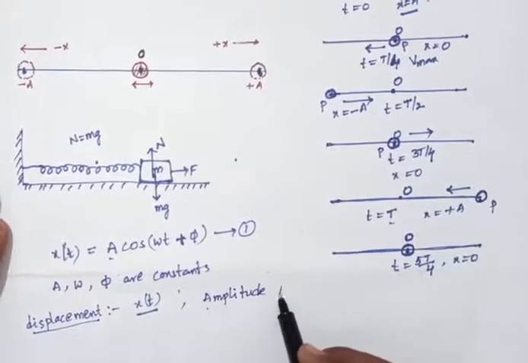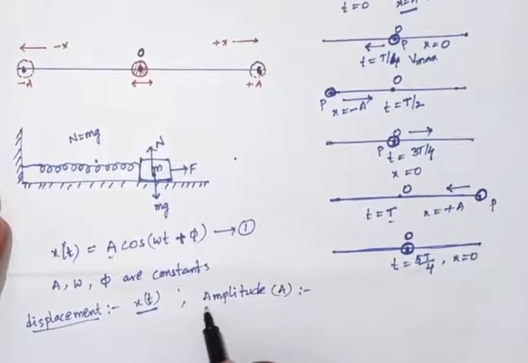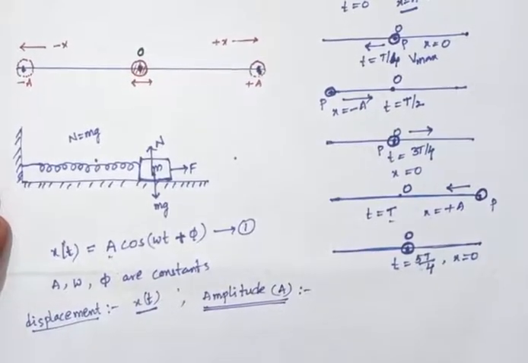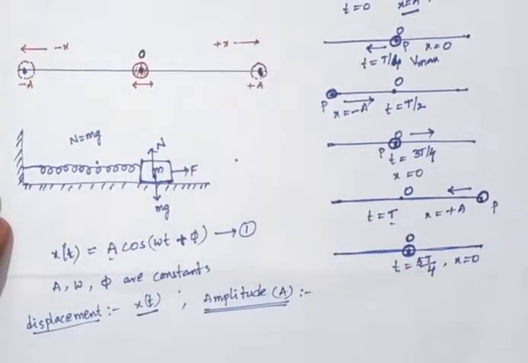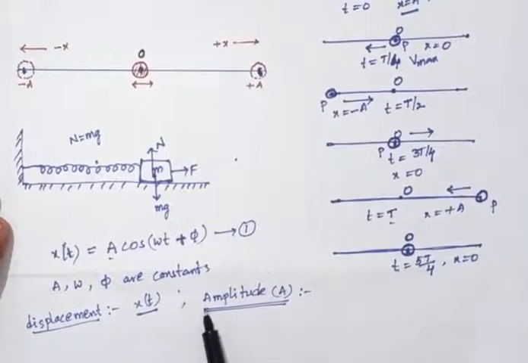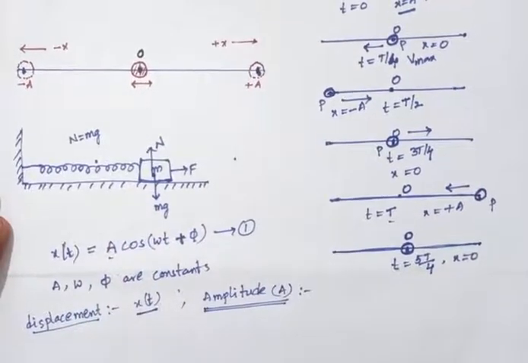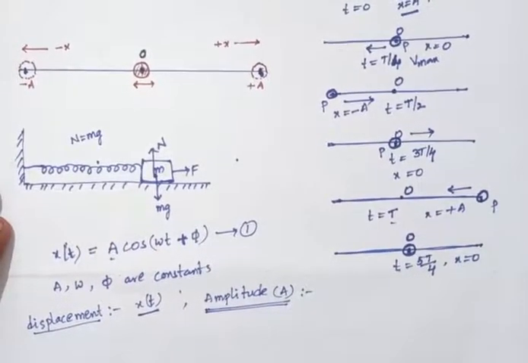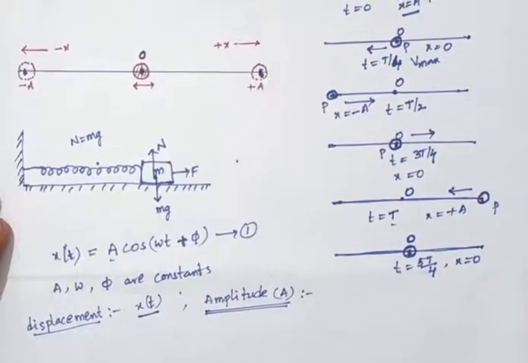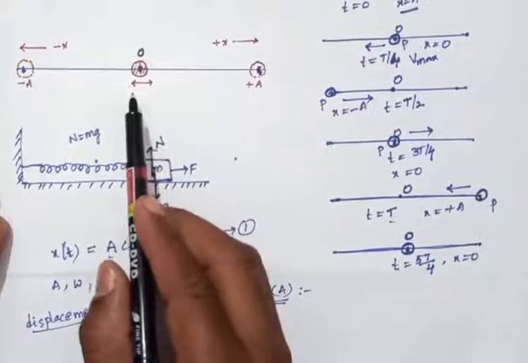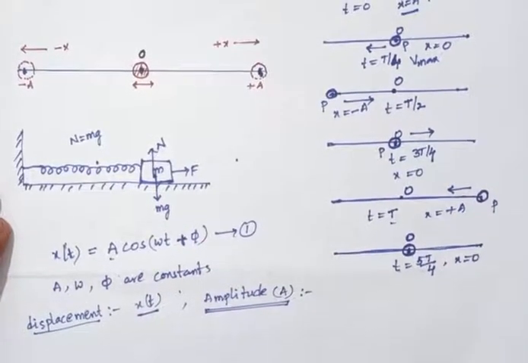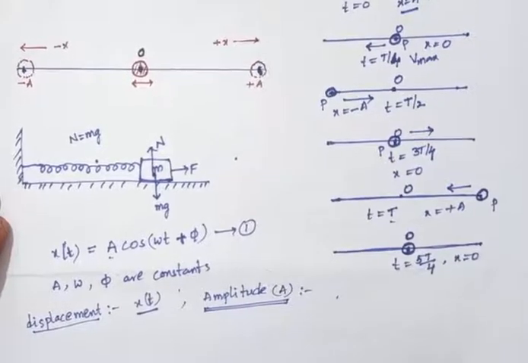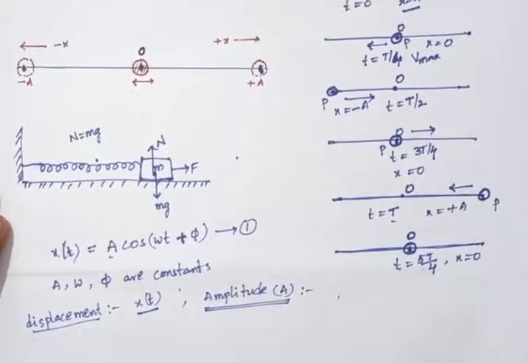So amplitude is denoted as A. Amplitude is nothing but, when a particle is in simple harmonic motion, for example in a spring or a simple pendulum, the particle reaches its maximum displacement from its position. The maximum displacement from the position is called the amplitude. So this is amplitude.